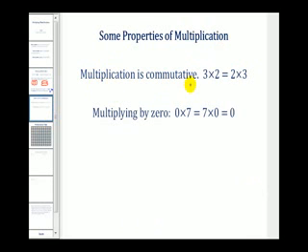Multiplication is commutative, and what that means is that we can change the order of the multiplication and the product will be the same. And from the previous example, we know that 3 times 2 is equal to 6, and so is 2 times 3. And then lastly, if we have 0 times a number or a number times 0, the product is always 0.